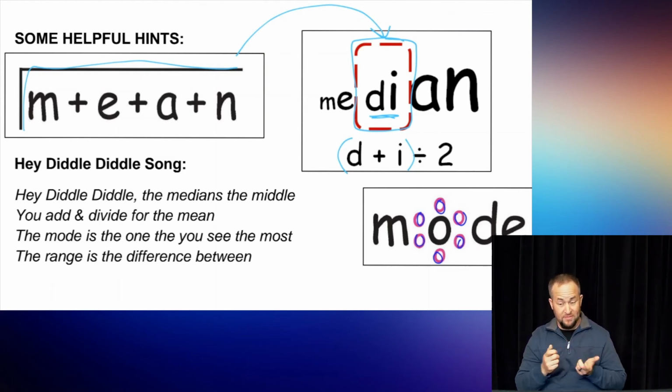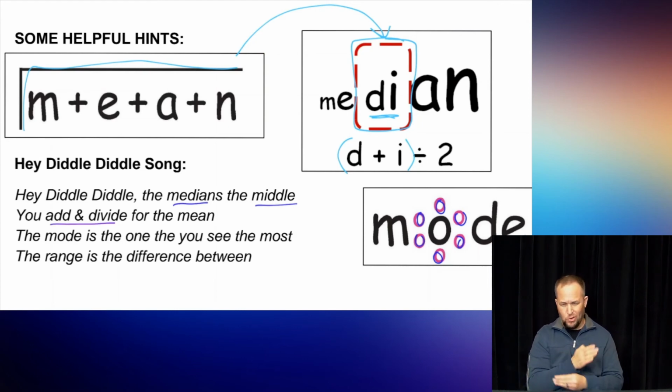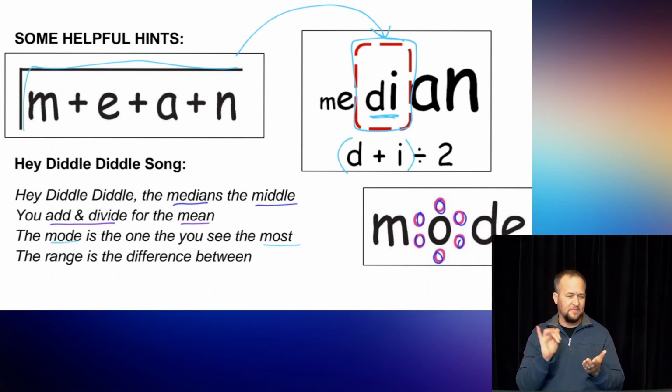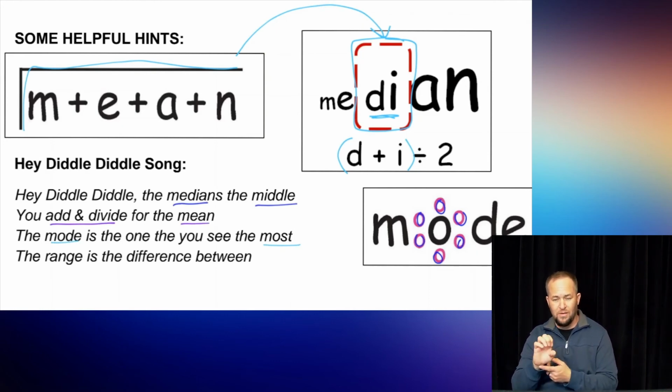Using that information, I'm not going to sing it, that's great for you, but you would say: hey diddle diddle, the median's the middle, you add and divide for the mean, the mode is the one that you see the most, and the range, which I know we don't actually do this chapter, but the range, just so that you know, is the difference between. That way it rhymes. So you just take the biggest number minus the smallest number. That has helped people in the past. Median's the middle, add and divide for the mean. Mode is the most, mode, most, and then again, range, just so that you know, is the difference between.